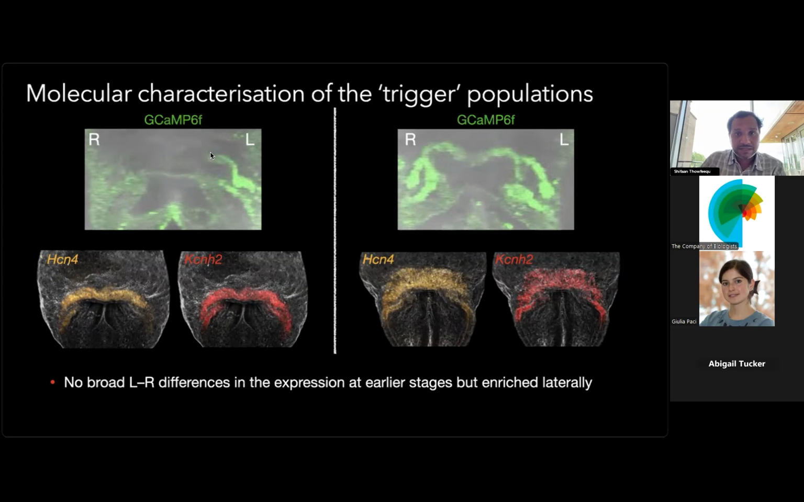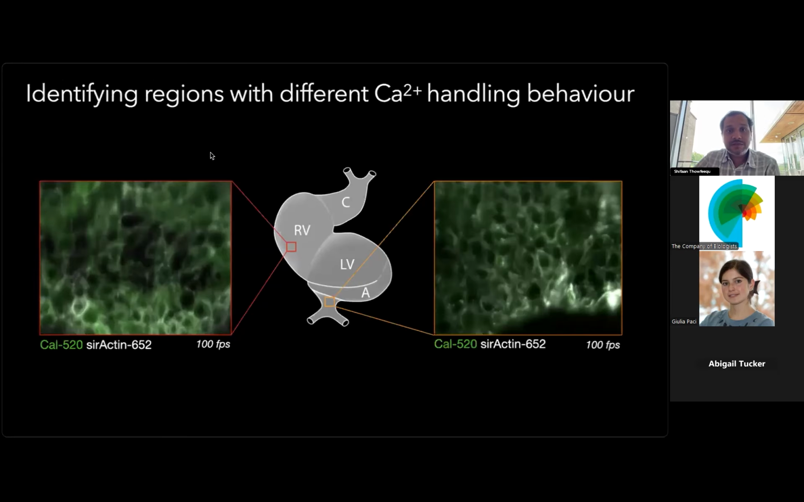So what I'm going to present over the next few minutes is just ongoing work in our attempt to localize where this population might be so that we can try and do, for example, transcriptomics to identify what is unique at the molecular level about this population. So one approach is we can look for regions of differential behavior.